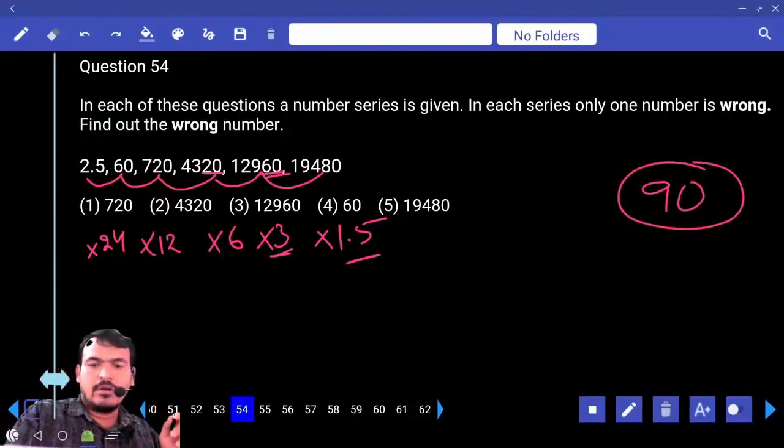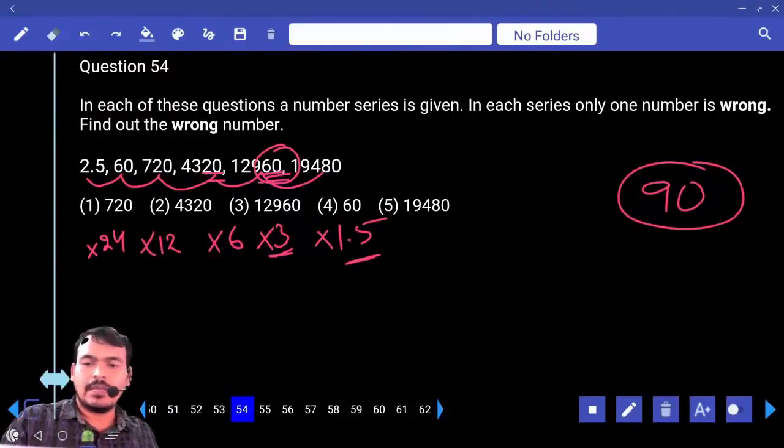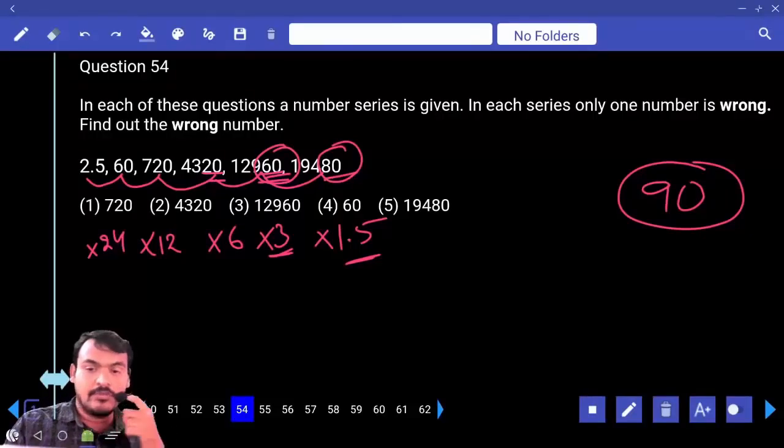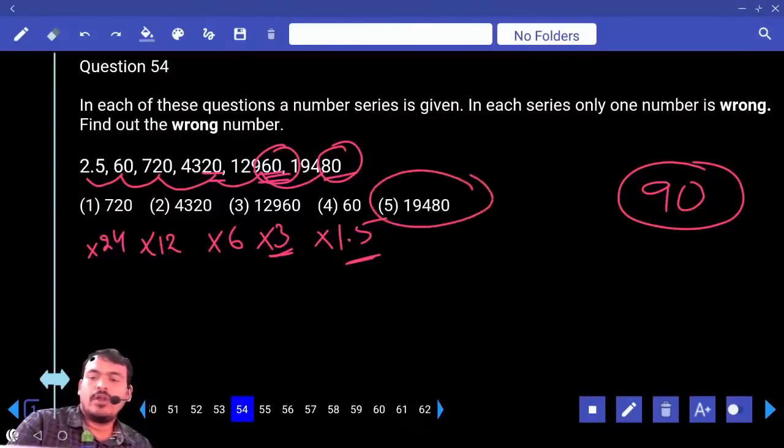Okay, 23 is how much? 60. Ending with 60, correct. Next, 60 into 1.5 is 90. Ending with 90, but here ending with 80. Which one is the wrong number? 1940.